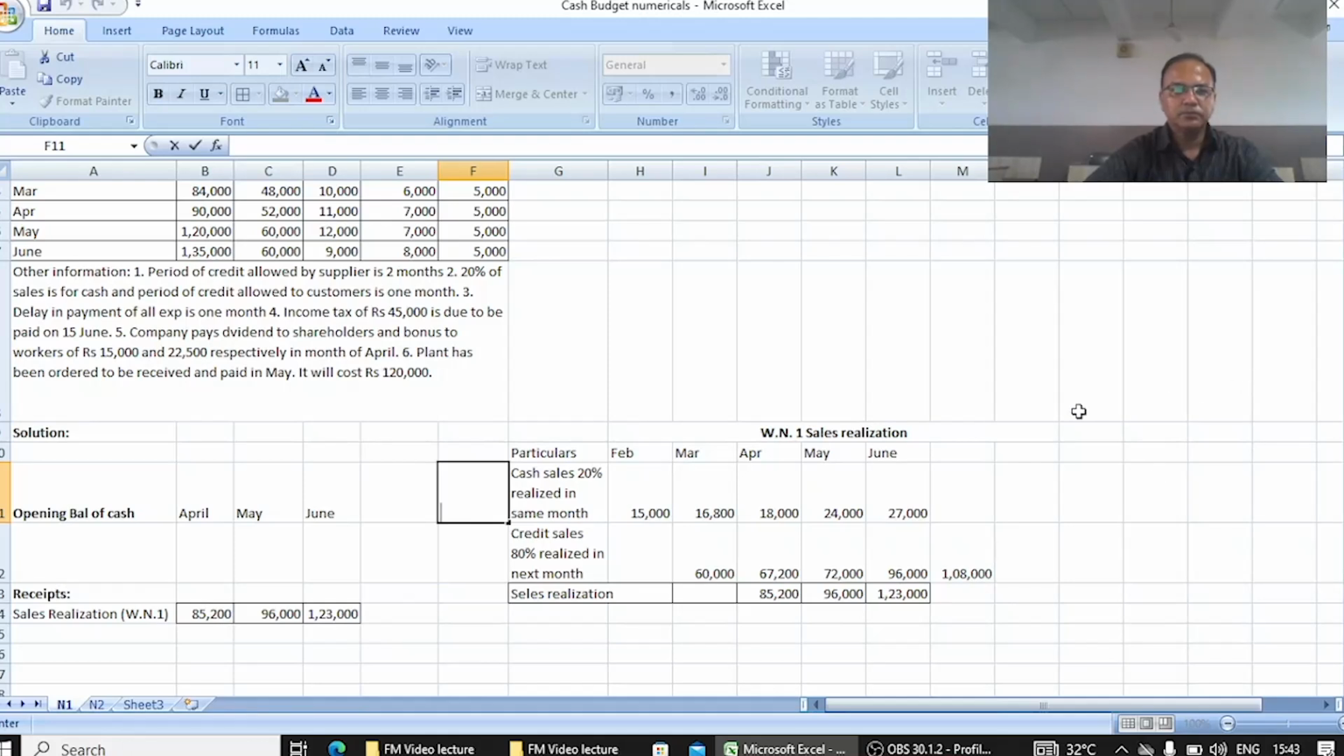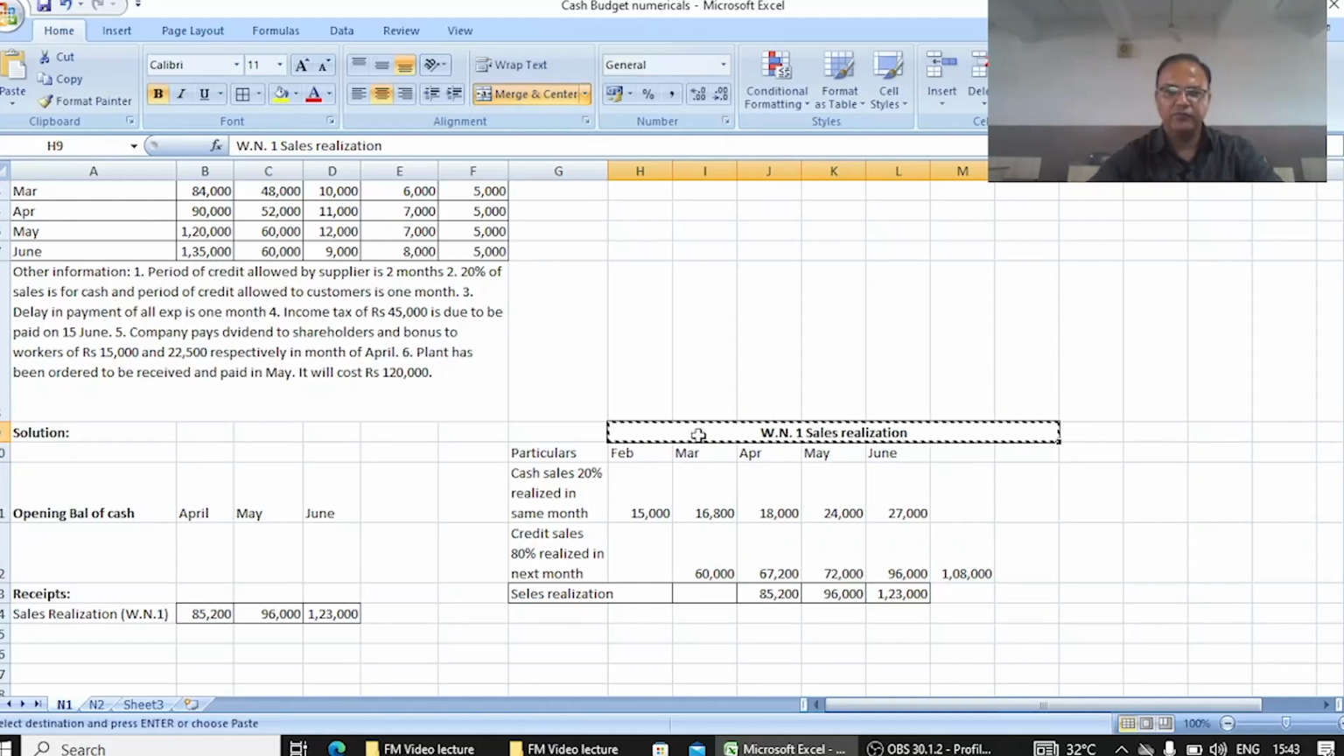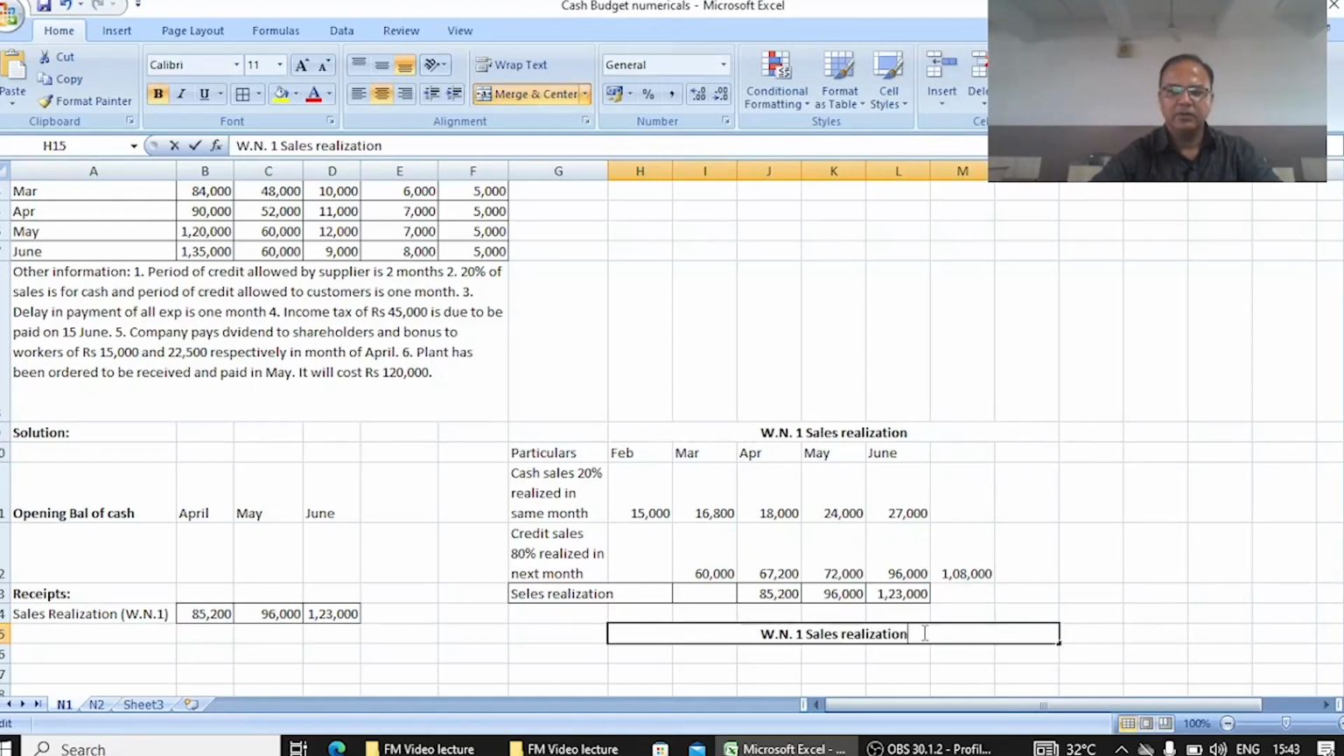Now, the first point is that the period of credit allowed by supplier is 2 months. It means it's a calculation of purchases. Working note number 2: purchase consideration.